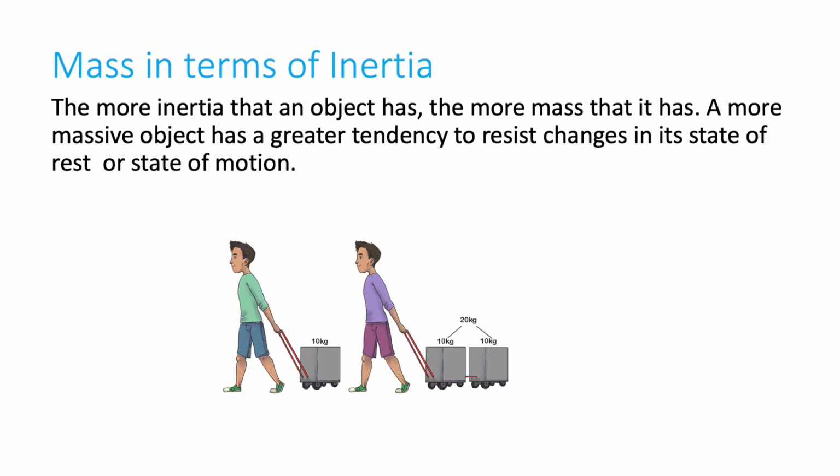Mass in terms of inertia. The more inertia that an object has, the more mass that it has. A more massive object has a greater tendency to resist changes in its state of rest or state of motion. So inertia of rest or inertia of motion increases with the mass of the object. So we can represent mass in terms of this inertia.